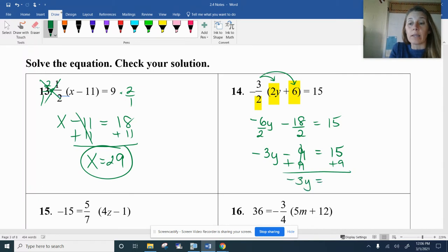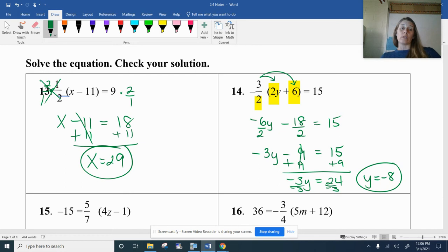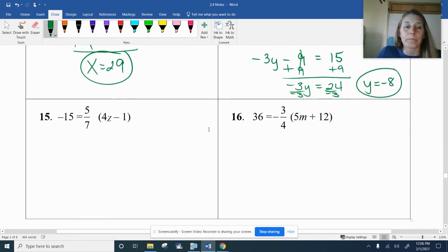Negative 3y equals 24. Divide by negative 3. y equals negative 8. Now, of course, I chose to do 13 with the reciprocal, 14 with the distribution method, but you could have used either of those methods for either problem. You should have still got the same answer regardless. It might have just been a different way to get there.